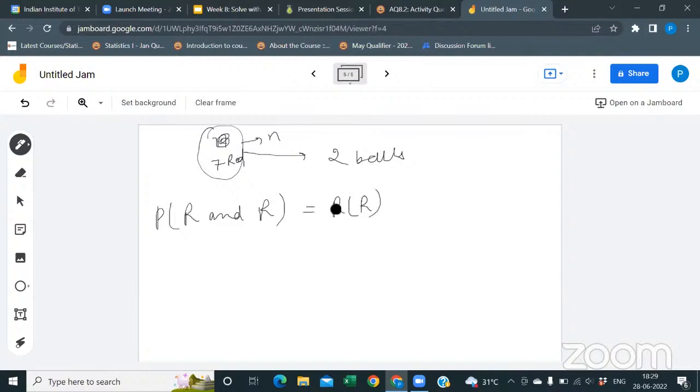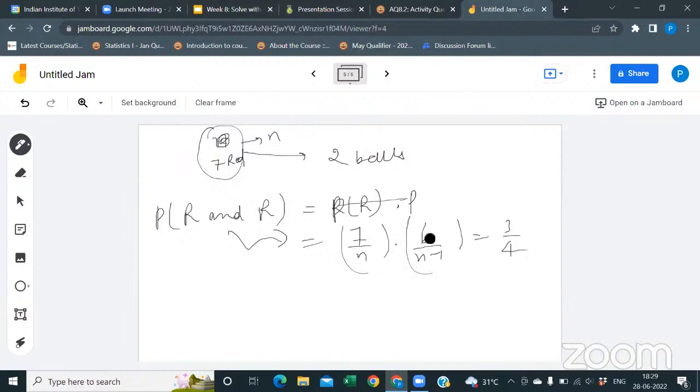Thank you. Then just tell me what is the probability for the first ball being red? That would be 7 by n. And what will be the probability for the second ball? 6 by n minus 1, which is the same as 3 by 4.